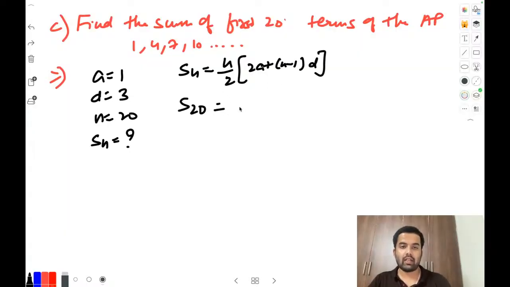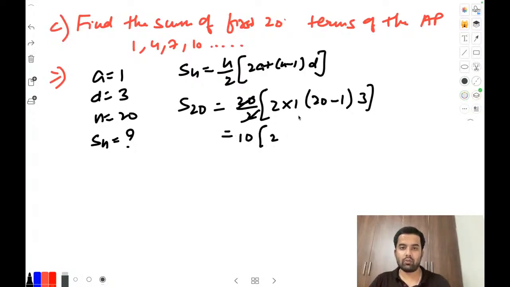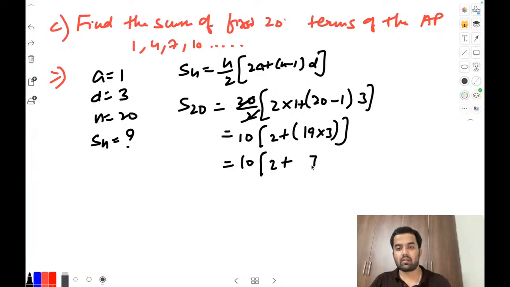So S20 I will write here, 20 upon 2. So 2 into 1. Do it fast, do it fast. Make a habit of writing the answers fast. Slow writing will not help. D value will be 3. Here, after cancellation, it will come 10. This becomes 2. It is a 2 plus, 2 plus here 19 into 3 will come. Okay, here 2 plus 93 becomes 7 and 2 on the top, 57.